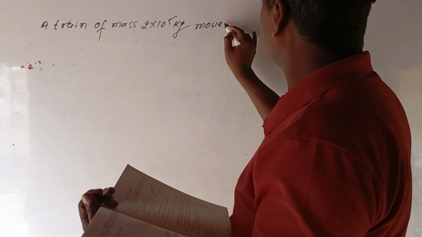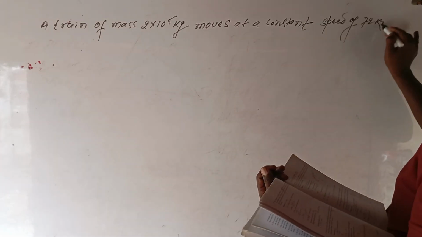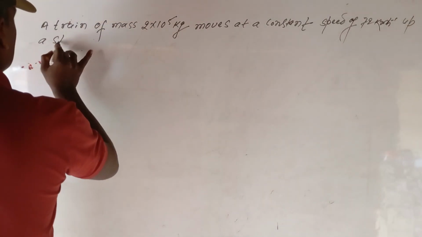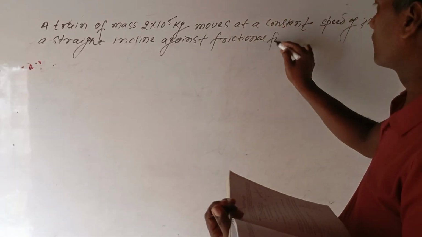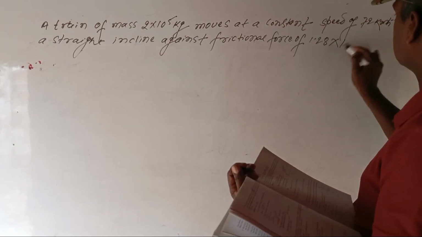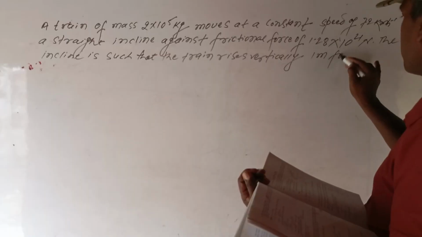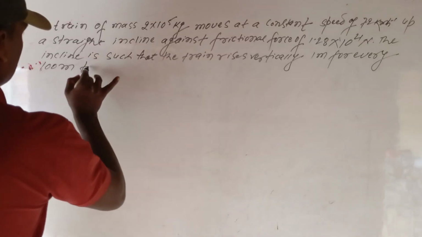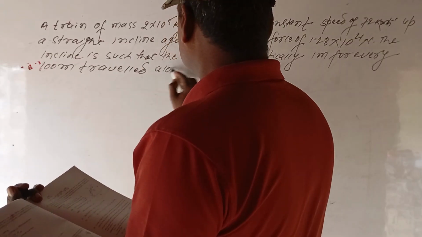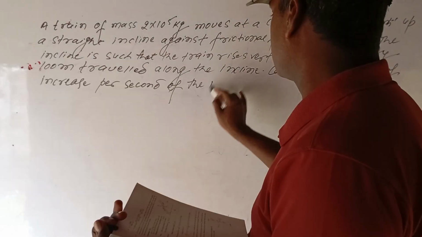This is a question related to physics. In this question, a train of mass 2 × 10^5 kg is traveling on an inclined plane. We are familiar with the inclined plane: the plane which makes some constant angle with the horizontal is known as an inclined plane. And as the train travels on the inclined plane, its height also increases.